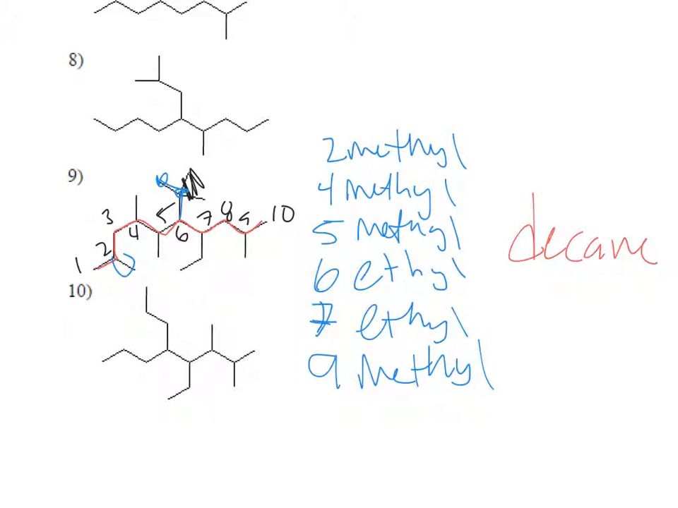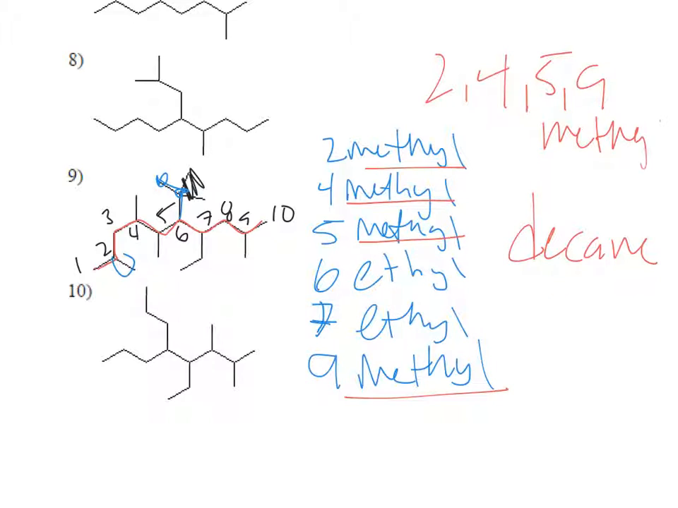So if you'll notice, we have several methyl groups, right? We have this methyl group, that methyl group, that methyl group, that methyl group. So what chemists do, instead of naming them 4 different times, they combine them. So they say 2, 4, 5, 9 methyl, which means there's a methyl at carbons 2, 4, 5, and 9. And then they say, okay, what do I have as far as my ethyls?